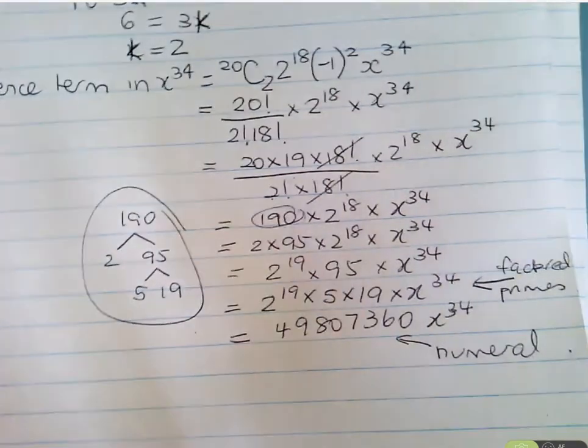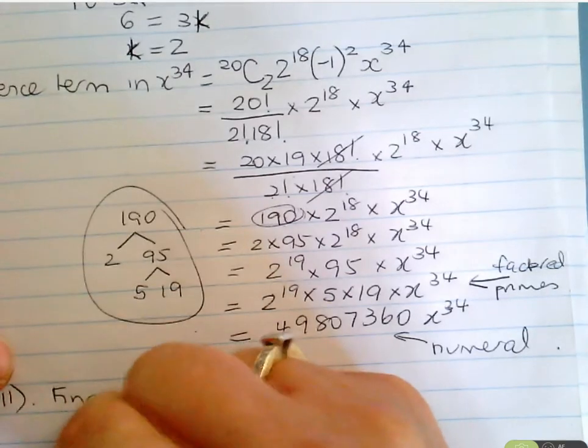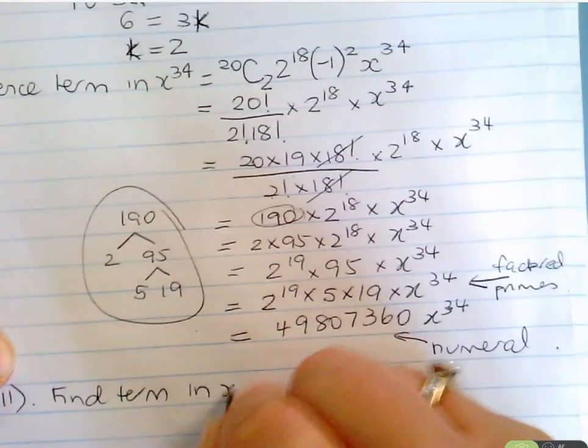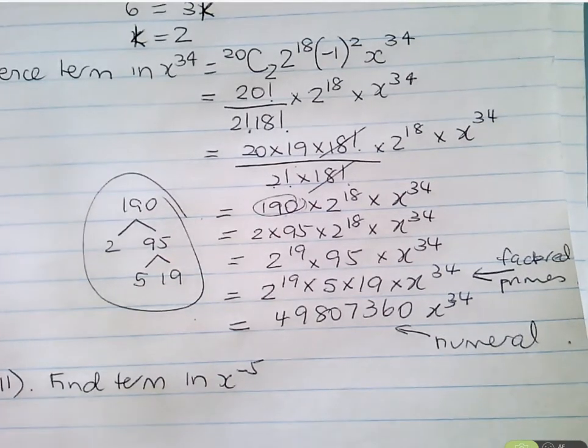All right? Now you might keep going, and can you find the term? Can you now find the term in x to the minus 5? And see if you can do it as prime factors. So find the term in x to the minus 5.